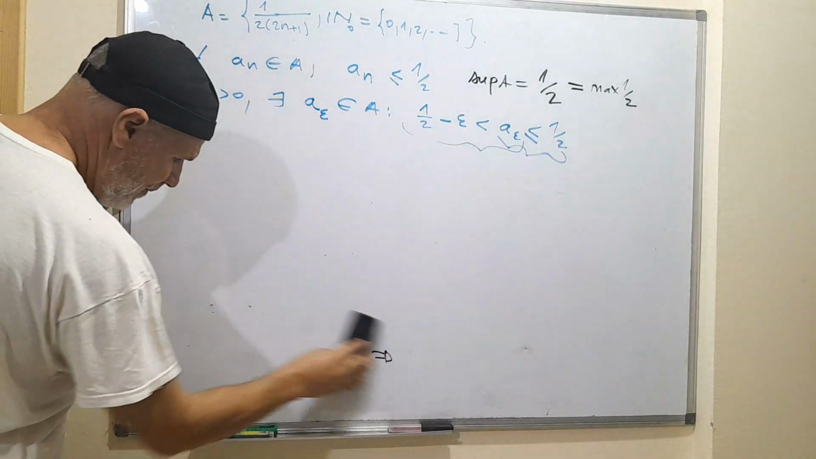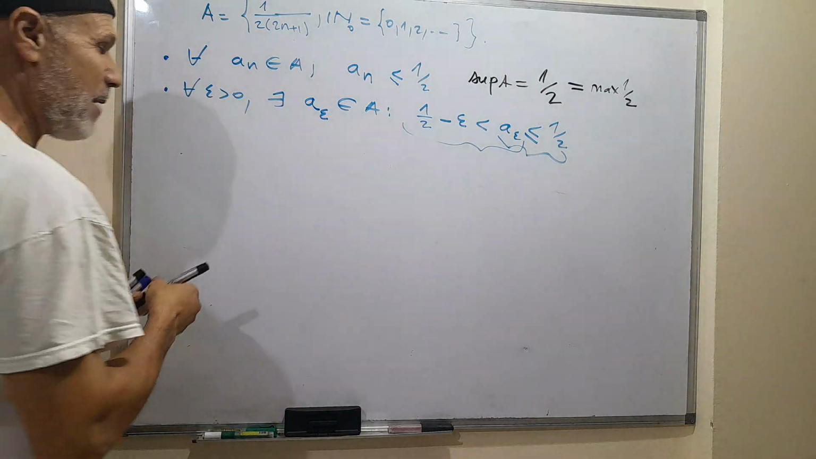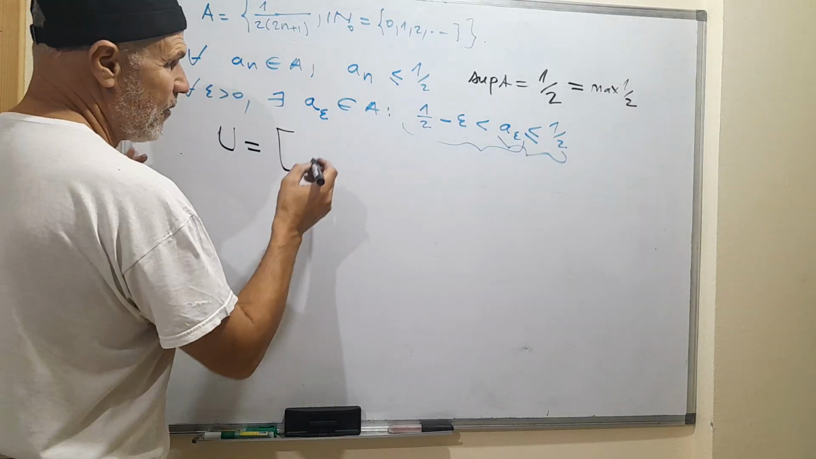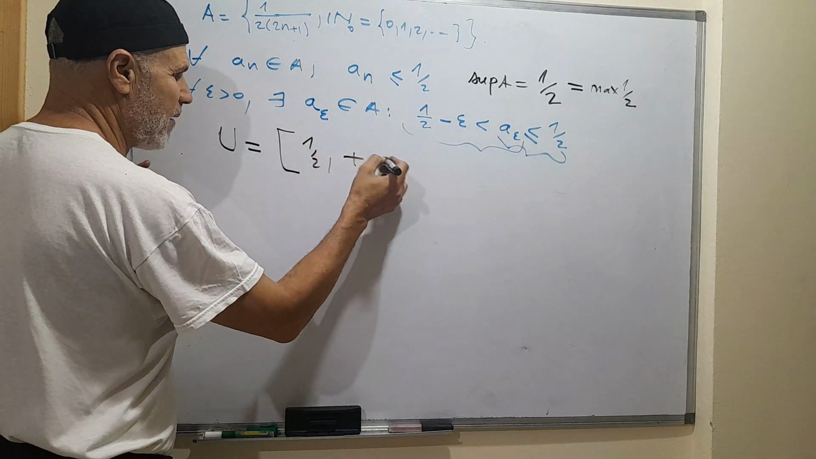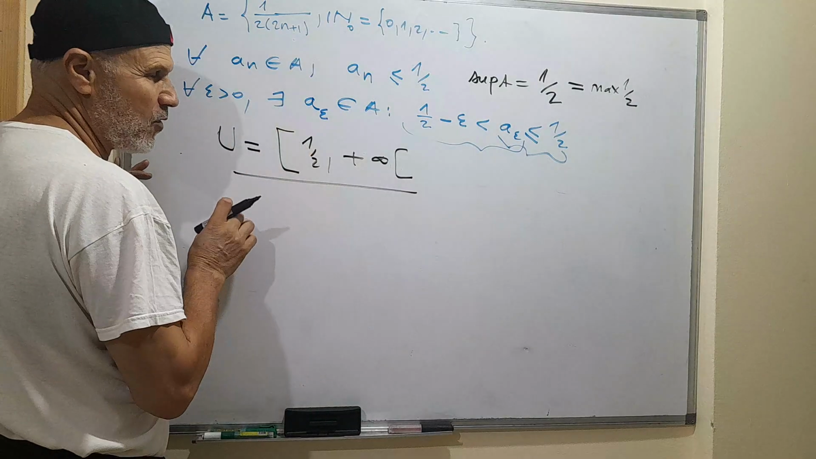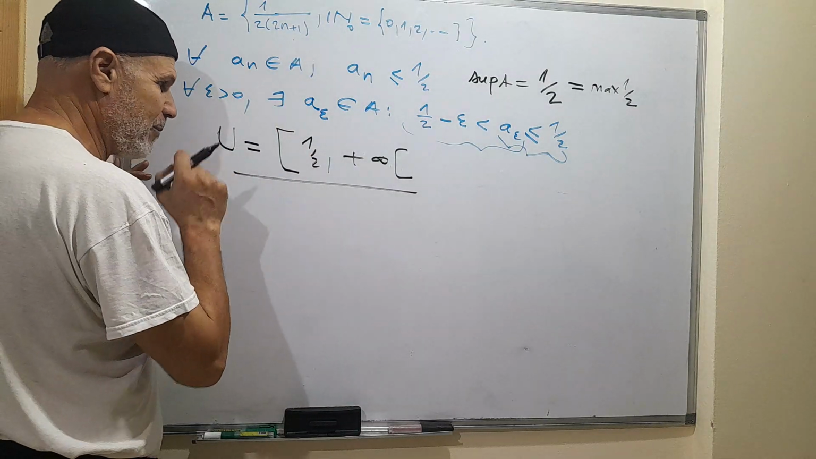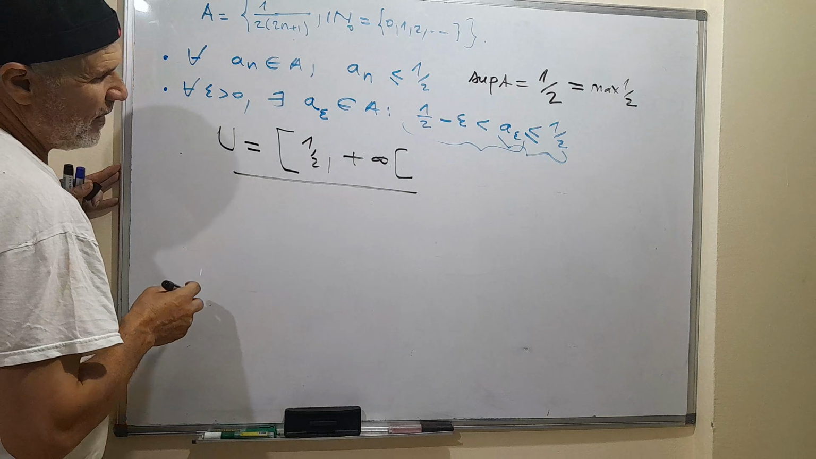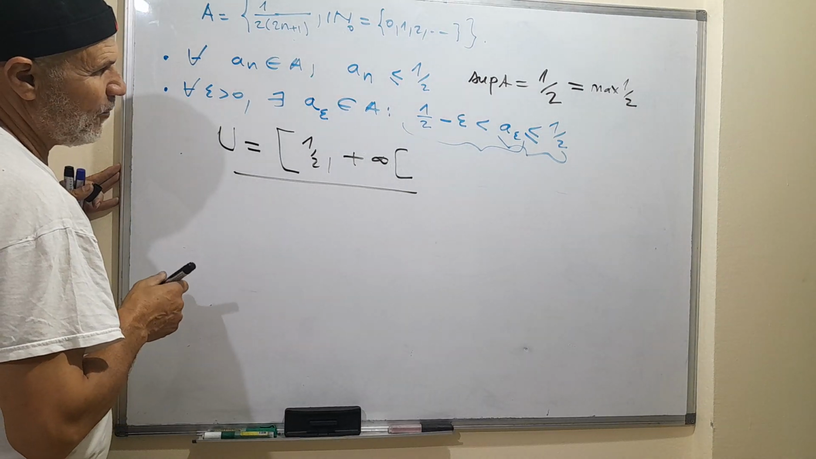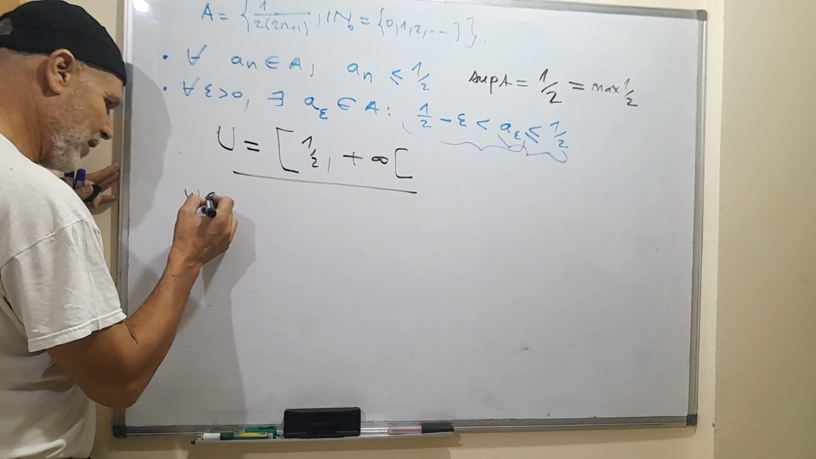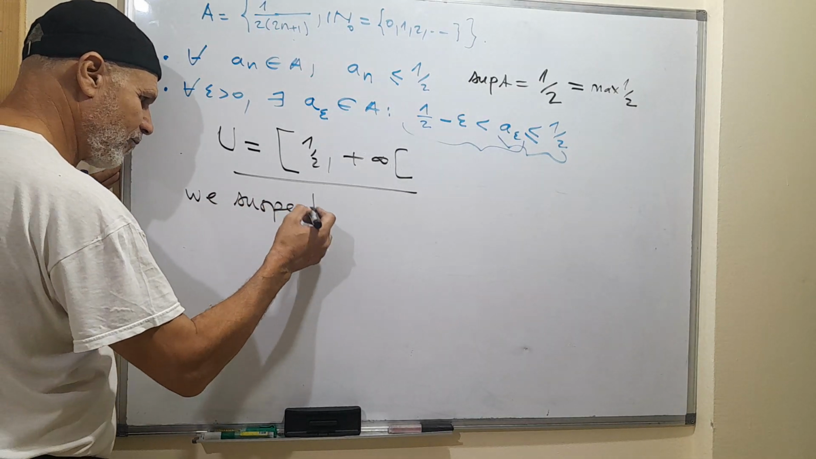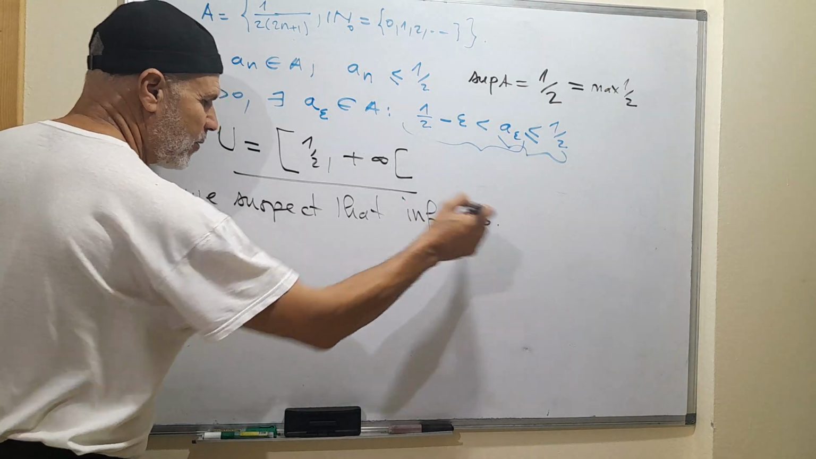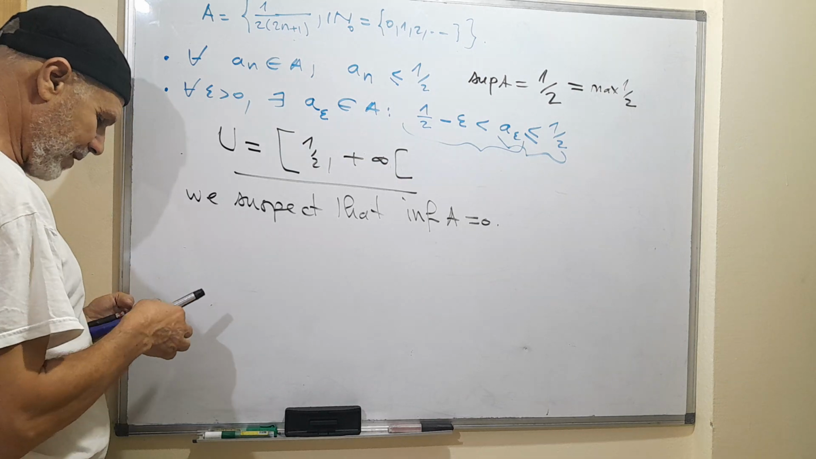We can state that the upper bound is the interval [1/2, +infinity). Once we find the supremum, we can decide about the upper bound. We deal now with the infimum. We suspect that the infimum of A is equal to 0. Let us deal with this.